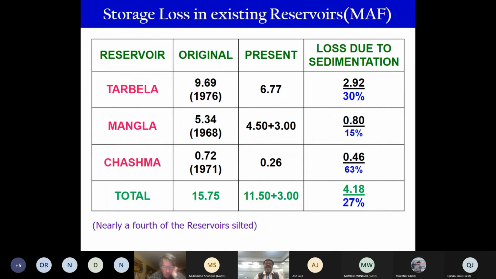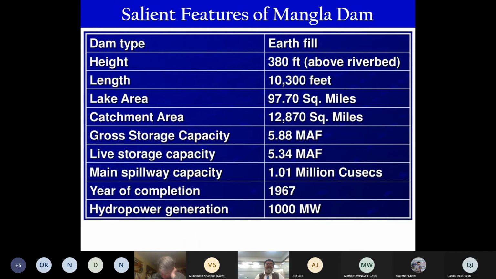Salient features of Mangla Dam: an earth-filled dam, height 380 feet and length 10,300 feet, lake area 97.70 square miles, catchment area 12,870 square miles, gross capacity 5.88 and 5.34. But now, as I said, because of the raising, the capacity increased to 7 million acre feet. Main spillway, 1.0 million cusecs. Year of completion 1967, and hydropower generation is 1,000 megawatt.